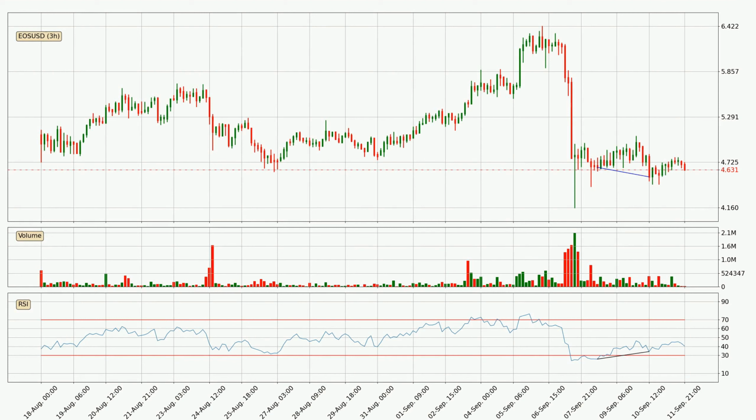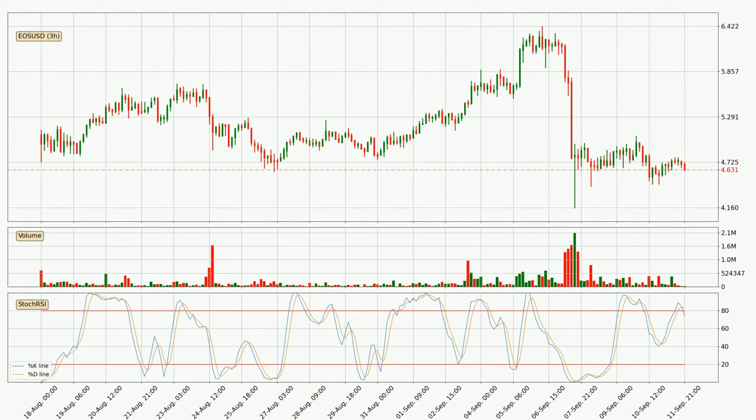On the lookout for divergences in the 3-hourly time frame, there is a bullish divergence, which means the price could go up from now or at least consolidate for some time. Jumping to the 3-hourly stochastic RSI, it currently shows no overbought or oversold conditions, but we can see that the trend is currently going down because the K line is below the D line.